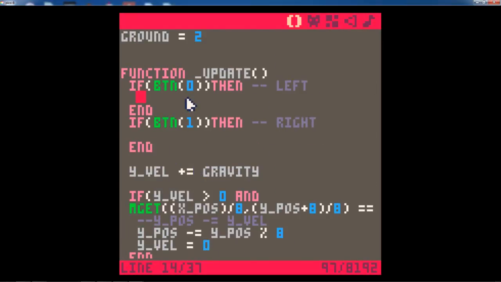So let me see. Yes, we want to add to the velocity. We're just modifying the velocity. So x vel plus equals, no, minus equals for left, the walk velocity. And of course we'll copy that, put that in plus. Now we should see some action.